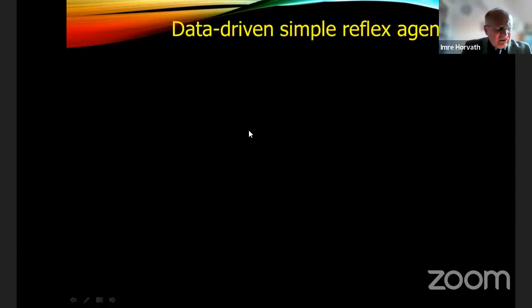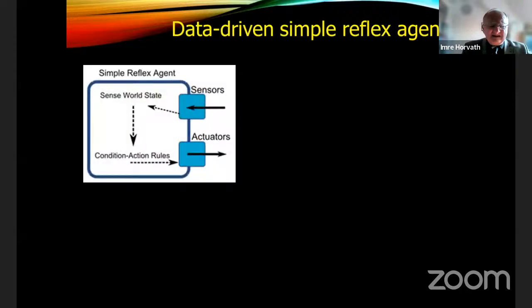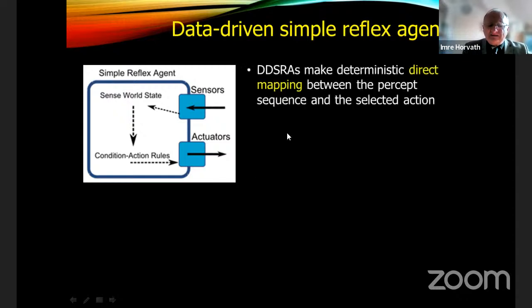So then let's look into possible implementation of these types. Let's start with the data-driven simple reflex agent. So this is the scheme. There is a sense, verb, state here, and then this agent category includes certain condition action rules which are controlling the actuator.